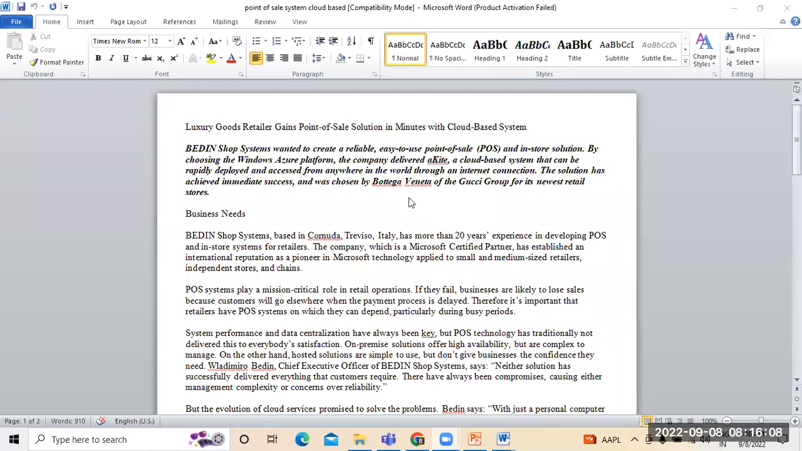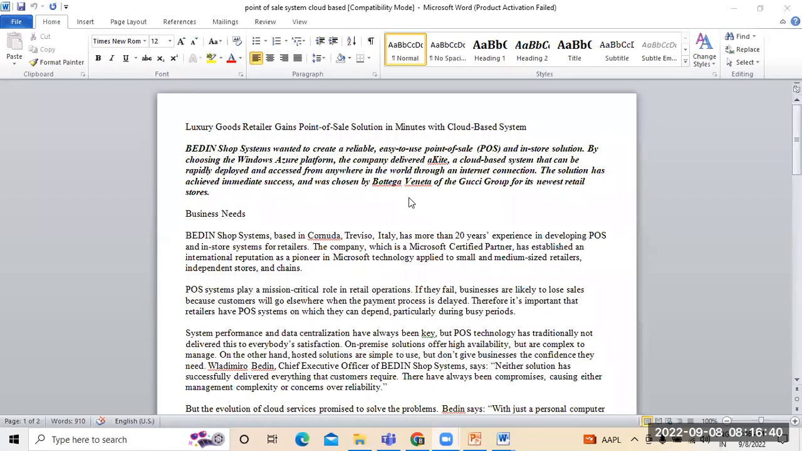But still they were using it. As these applications were very old, there were some performance issues they were getting as well. Due to that, they were facing a few problems. Now, keeping this into account, Bedding Shop Systems wants to introduce a kind of solution which is called a cloud-based point of sale system, right?